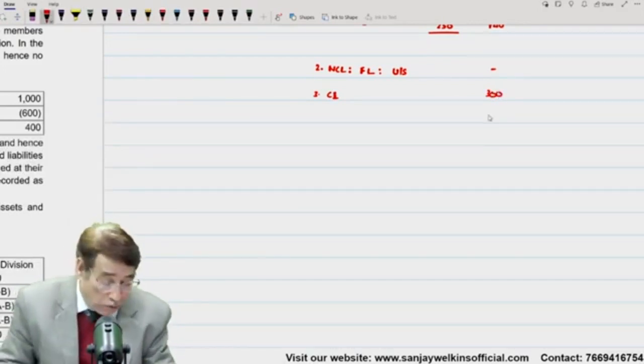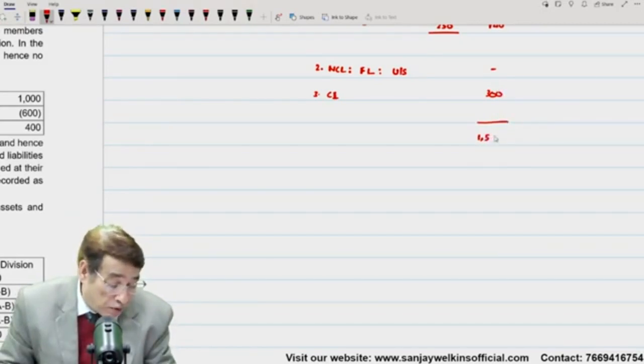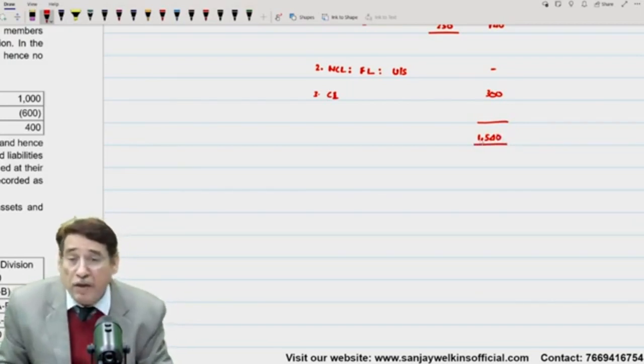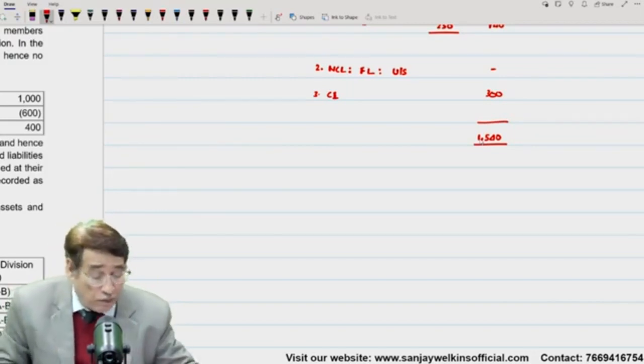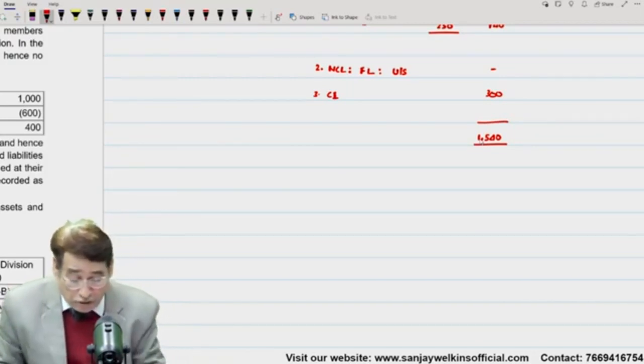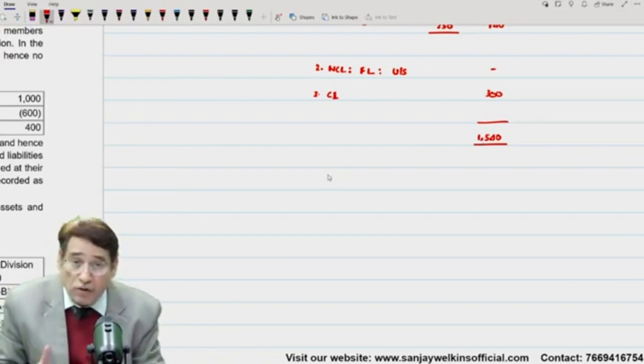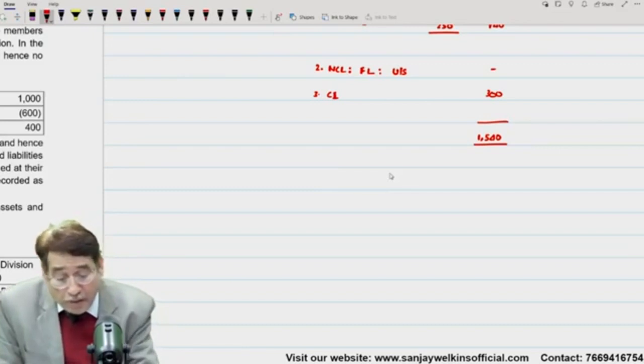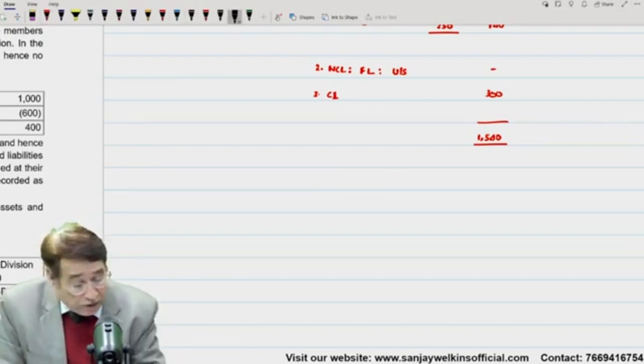This is how you are supposed to prepare the balance sheet. And 1,540 should be the total. This is how you are going to prepare the balance sheet of Diverse Limited. Is it clear to you or not? After this, the next step is, because we are supposed to prepare the balance sheet of Khajana Limited and also of Sunrise Limited. So now I prepare the balance sheet of, let us say, Sunrise Limited.